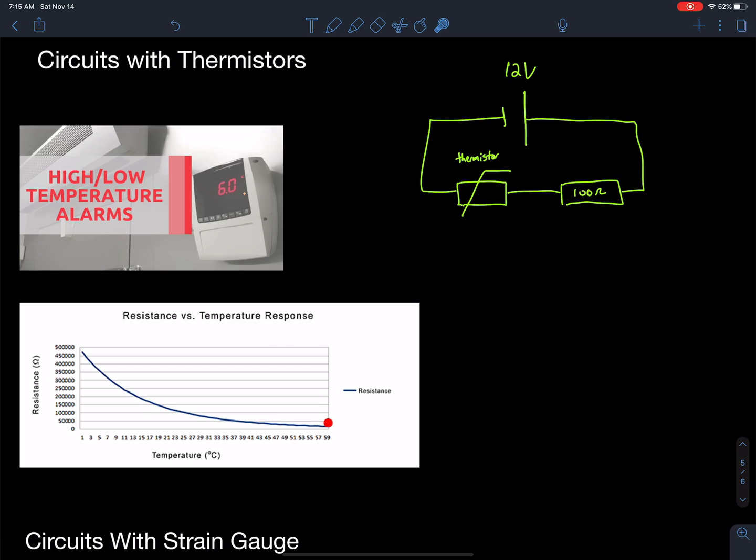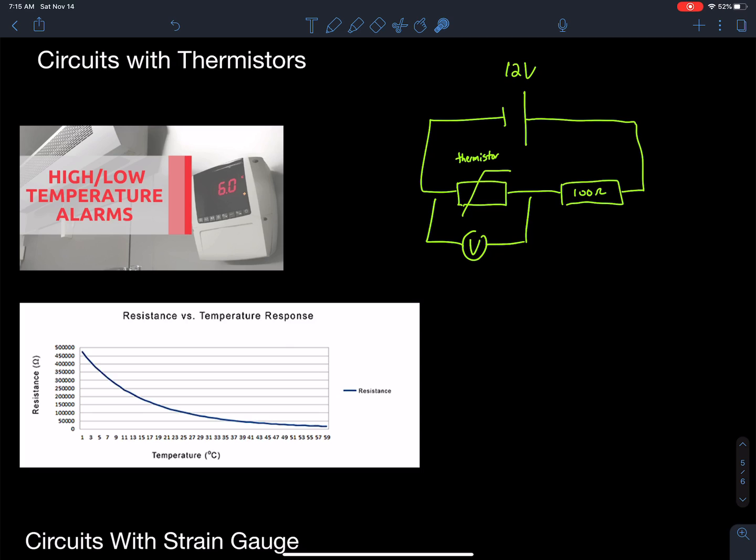So think about what's going to happen at cold temperatures. If I had a voltmeter attached here, what would happen to the voltmeter at cold temperatures? Well, at a very cold temperature, the resistance is a lot higher than that component, so the bulk of the voltage would be here. So I would say that the voltage at cold temperatures would be close to 12 volts.